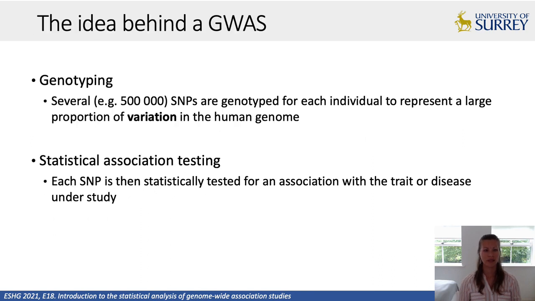So in GWAS, the idea is that we genotype SNPs across the genome, usually from let's say 500,000 to millions of SNPs, so that they represent a large proportion of variation in the human genome. Then we statistically test each of these SNPs against the trait of interest, which can be a continuous trait such as height, or it could also be disease phenotypes, for example type 2 diabetes.